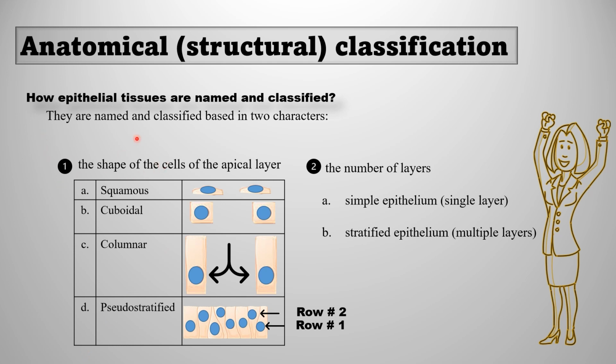So this is the first characteristic, the shape of the cells of the apical layer. The second characteristic, which is very important, is the number of layers and how the cells are arranged in those layers. How many layers are there? If it is a single layer, it's called simple epithelium. If it is multiple layers, we call it stratified epithelium. And the vision is going to be clearer in the next slide.